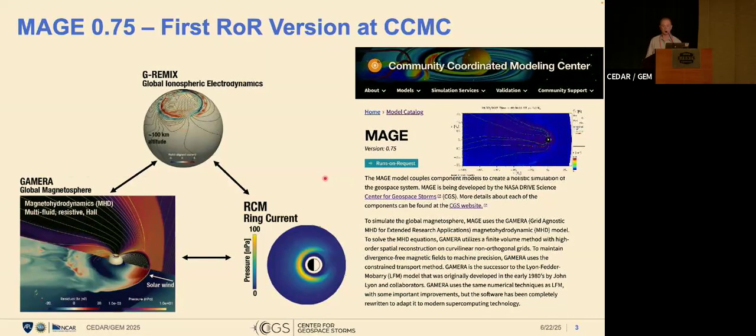It has the Gamera model for the magnetosphere, the Remix model for the high latitude ionospheric electrodynamic coupling, and the Rice convection model for the inner magnetosphere. And right now that's only available via runs on request at the CCMC. That model has been up at the CCMC for at least a year, maybe two.